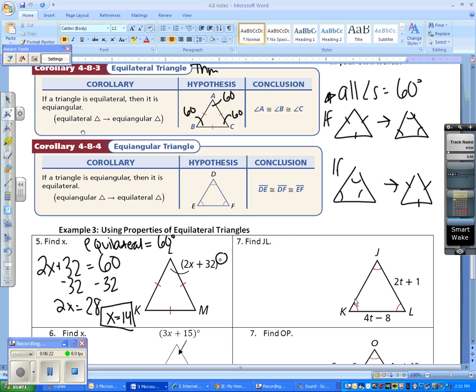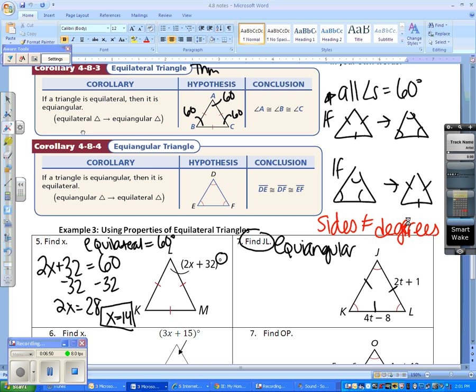For number 7, this is an equiangular triangle. It's equiangular because all the angles are the same. Since it's equiangular, that means all the sides are the same, and thus it's also an equilateral triangle. So this one says find JL. Now we're talking about a side length. Remember, side lengths are never equal to degrees. Never set a side length equal to 180 degrees or 60 degrees or any degrees.